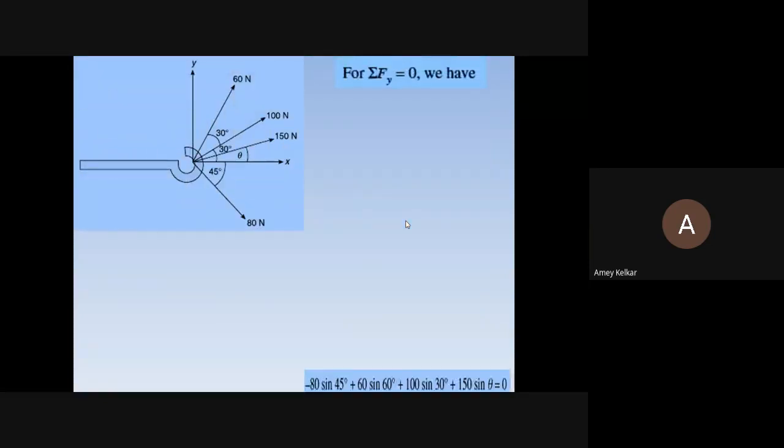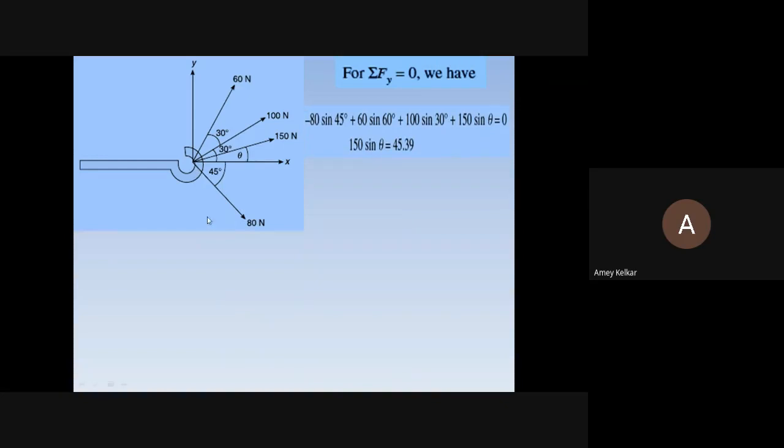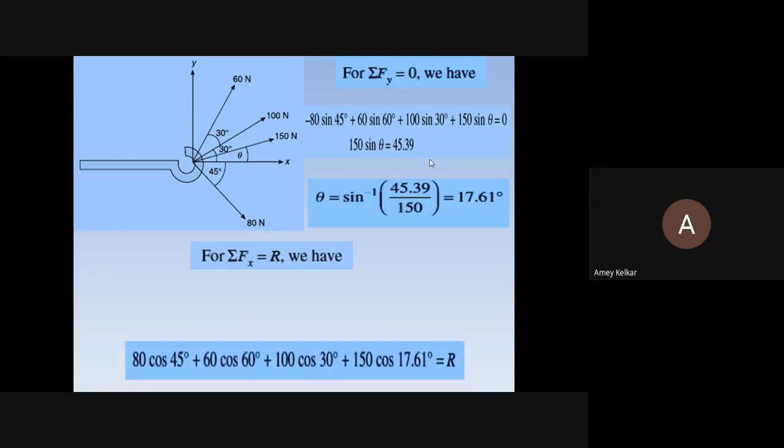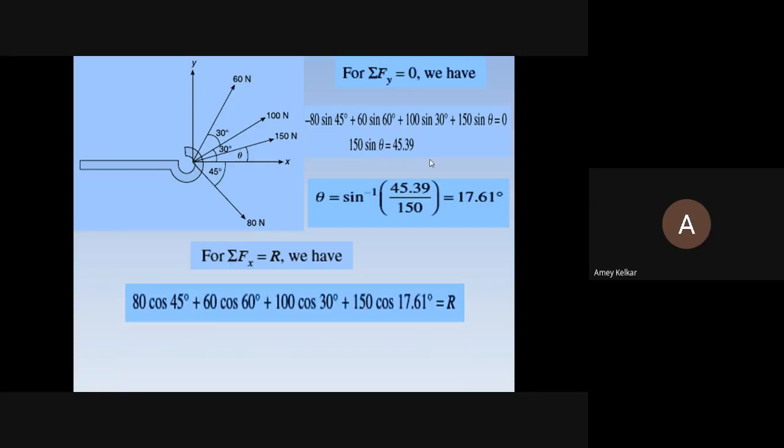Now see here, summation fy is equal to 0. First I've taken minus 80 sine 45, then 60 sine 60, 100 sine 30, 150 sine theta. In this only sine theta is the unknown. Theta is equal to sine inverse of, done. Summation fx is equal to R as told. So we have got the value of theta.